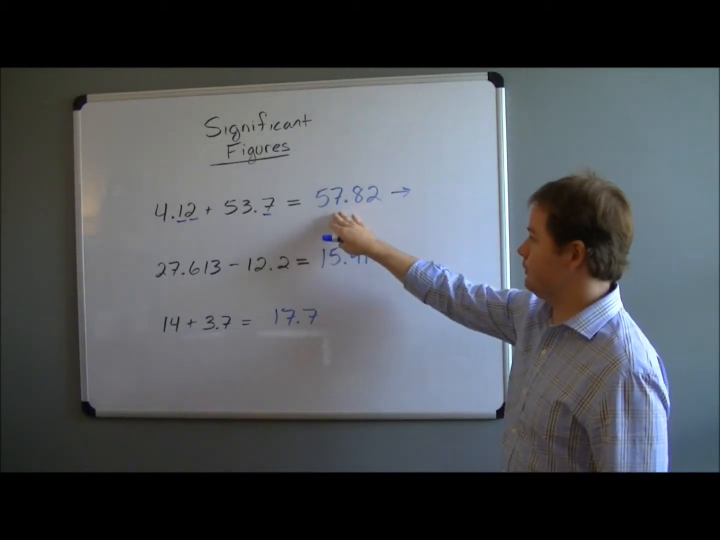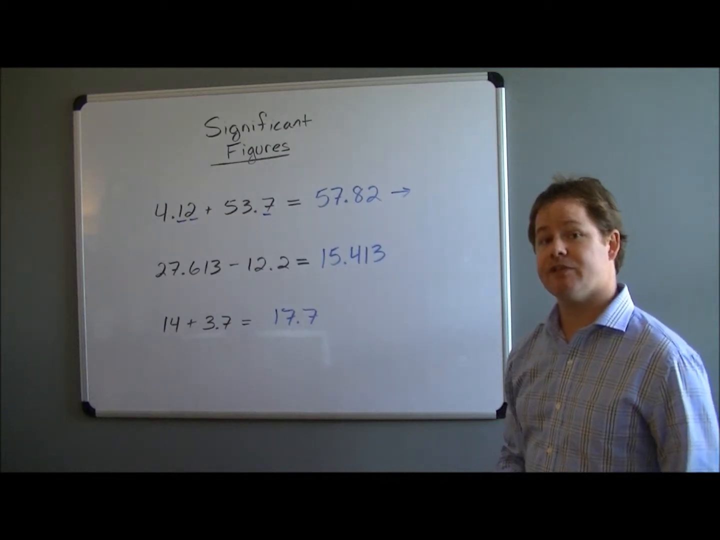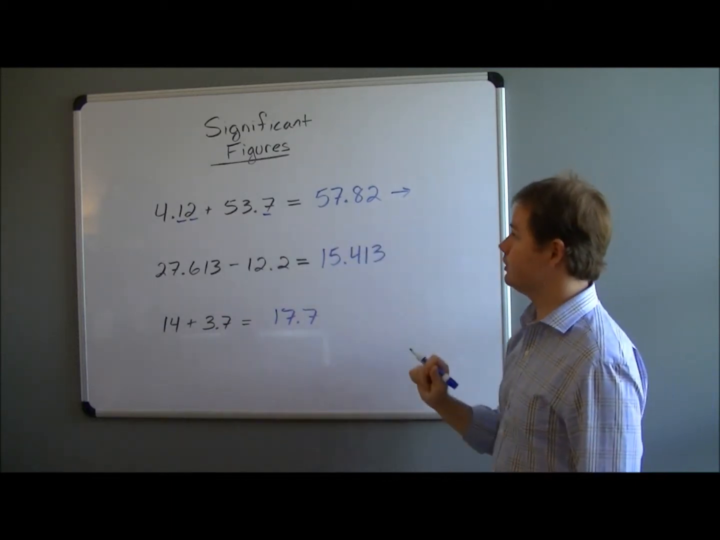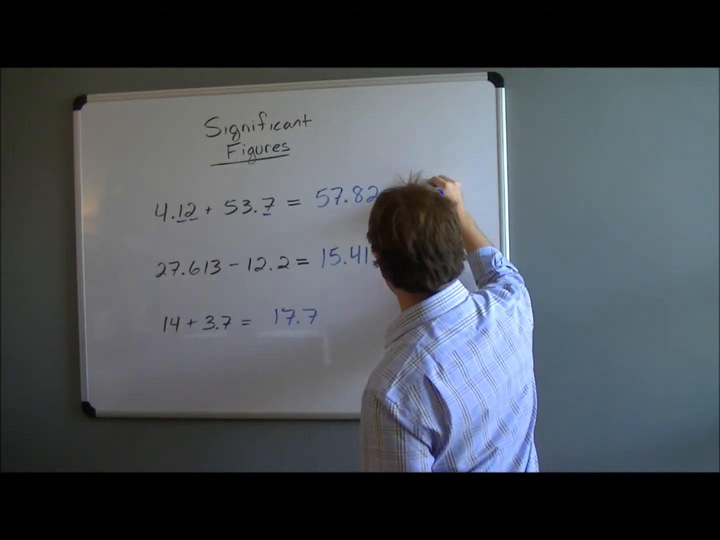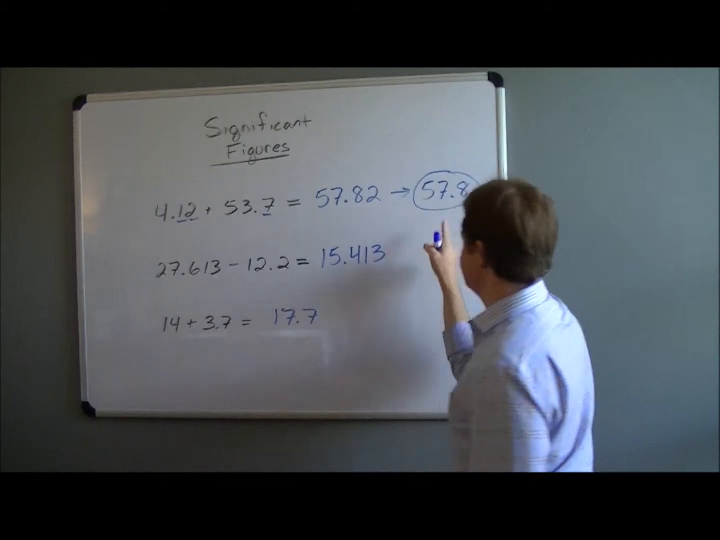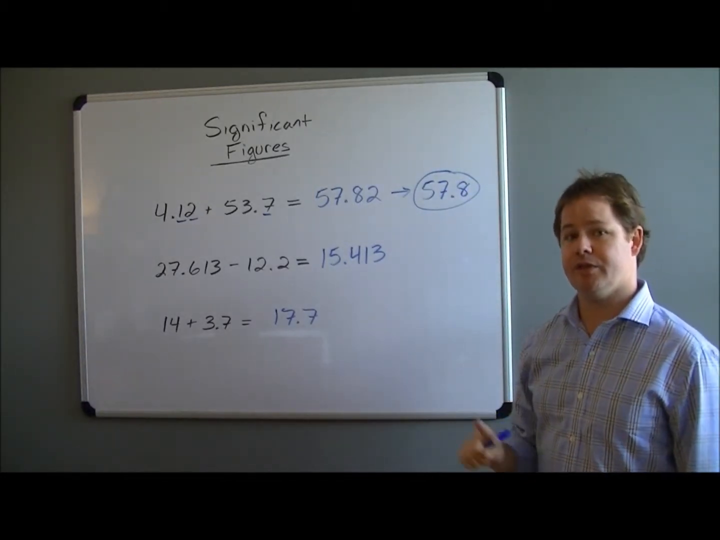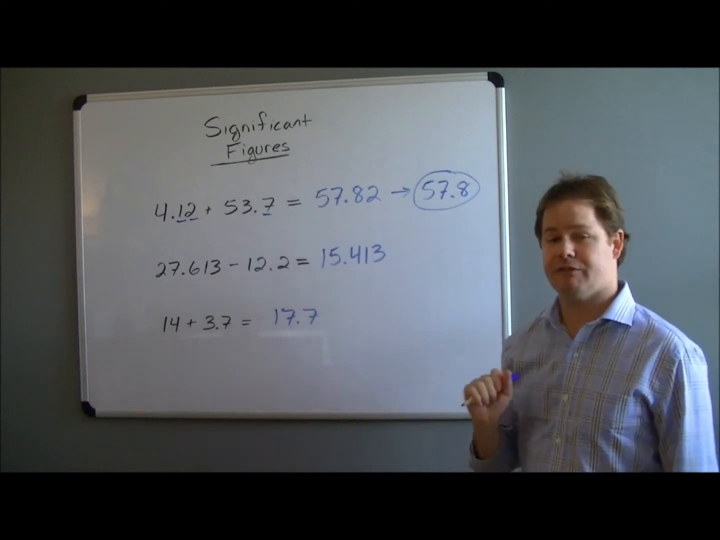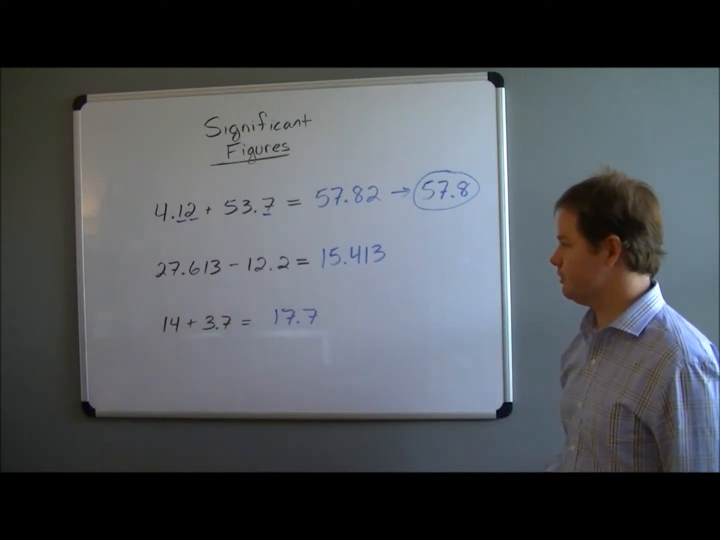Currently 57.82 has two decimal places, and we're going to have to round that number so that we have only one decimal place, and that gets converted into 57.8. So that would be our final answer, 57.8, written with the correct number of significant figures. Now let's take a look at our next two examples.